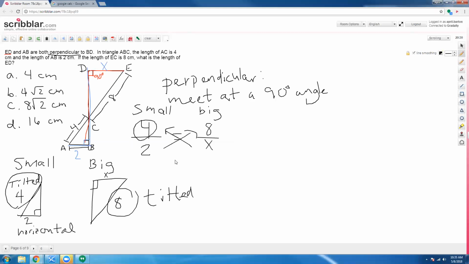Four times x is just 4 times x, and 2 times 8 is 16. Then we divide both sides by the 4, which on one side just cancels out and gets rid of it. But on the other side we actually do the division. 16 over 4 is 4.